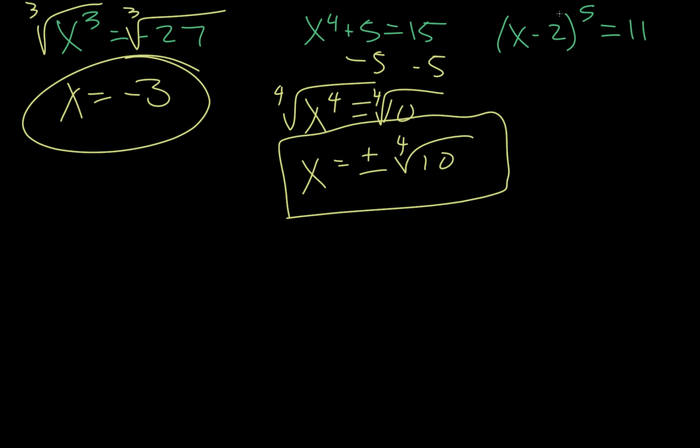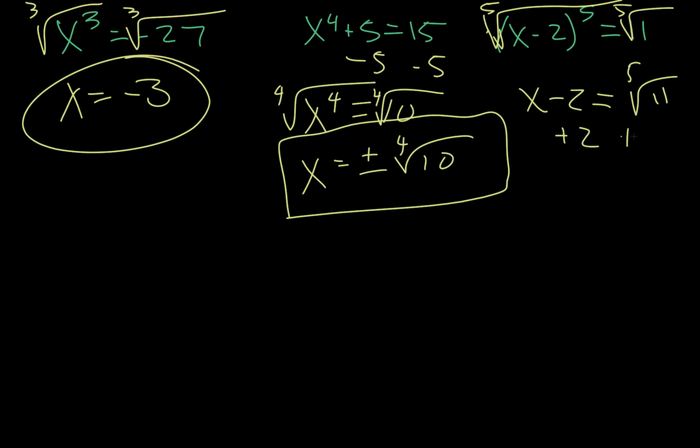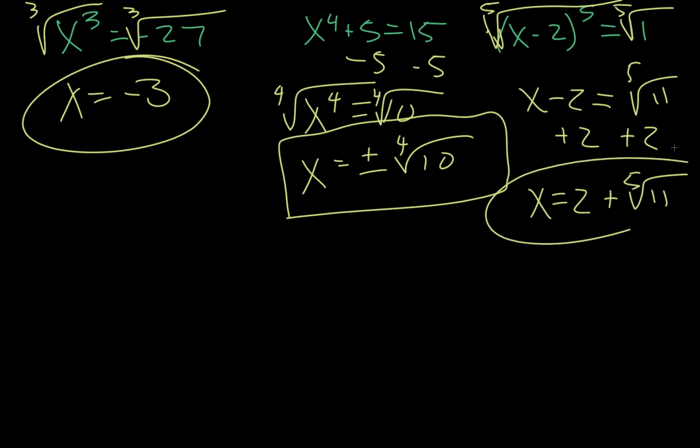Okay. Now right here, we do a fifth root. Fifth is odd, so we don't have to worry about plus or minus. We have one more step. We need to add 2. So x is equal to 2 plus the fifth root of 11.